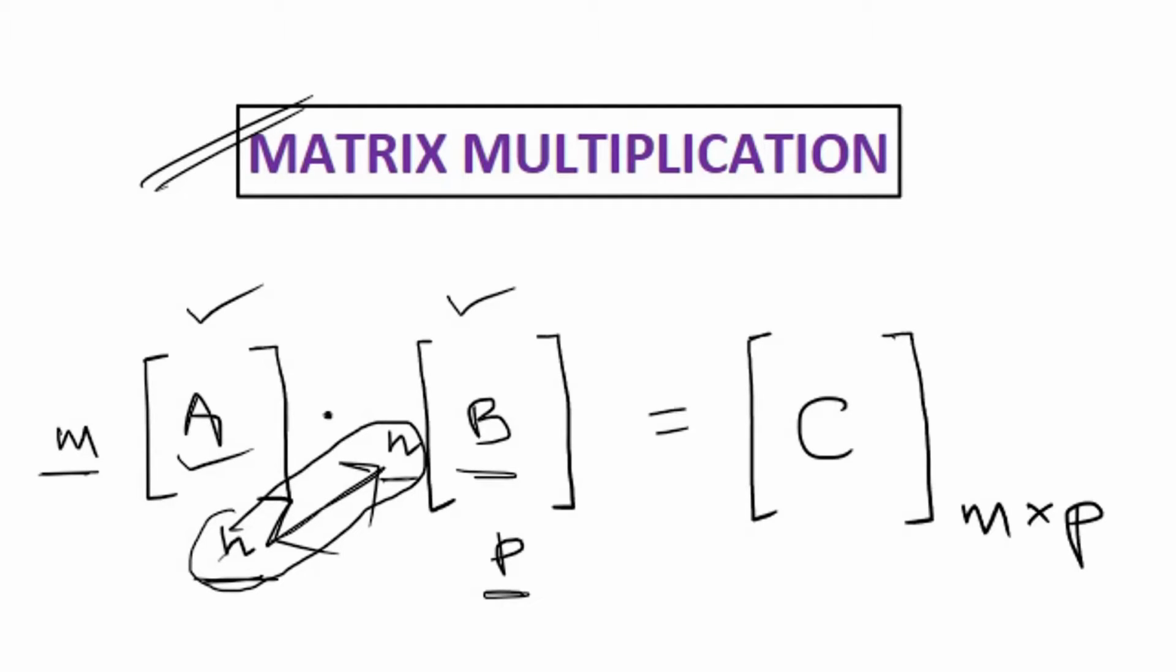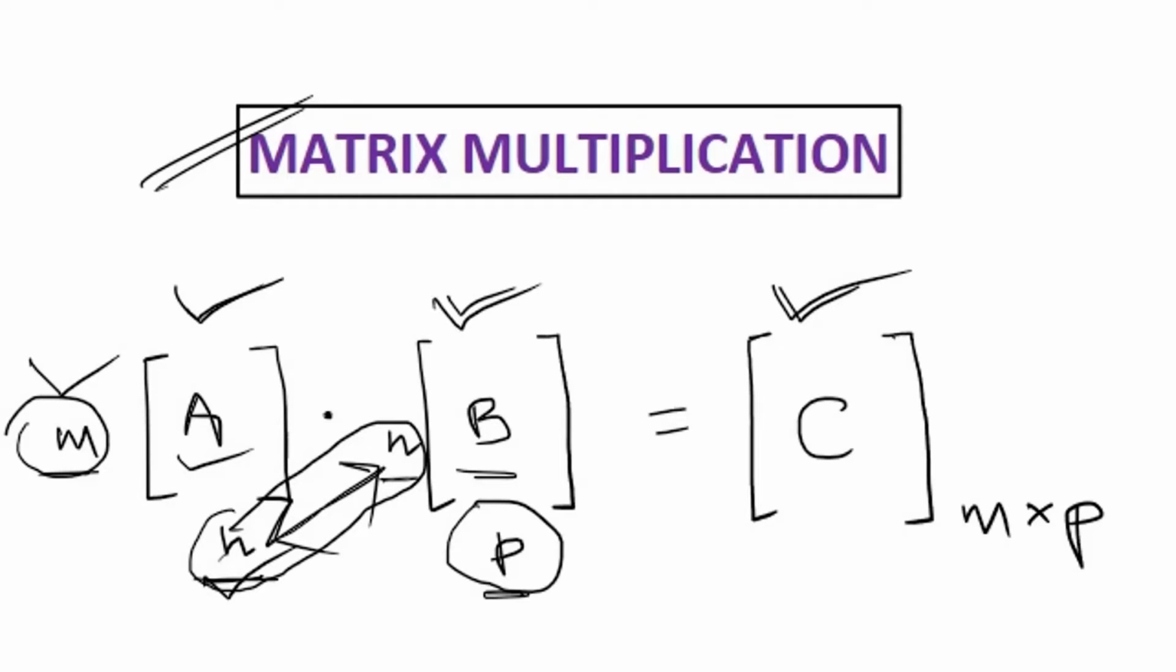And if this condition is satisfied, the output that you will get after doing the multiplication will have a shape of number of rows in A by number of columns in B. As we can see, matrix A has m rows and matrix B has p columns. This is why the output has a shape of m by p.